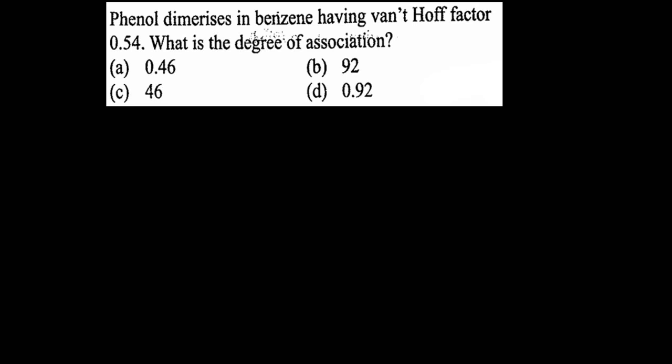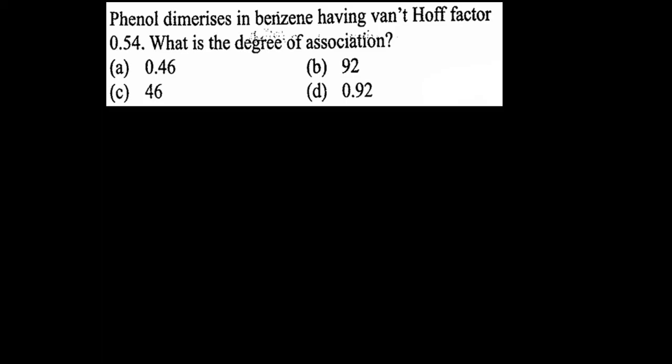नेक्स्ट क्वेश्चन में देखते हैं हम लोग: phenol dimerizes in benzene having Van't Hoff factor 0.54. What is the degree of association? Since ये dimerize कर रहा है, n will be equal to 2 and degree of association we have to find. Van't Hoff factor i is given as 0.54.